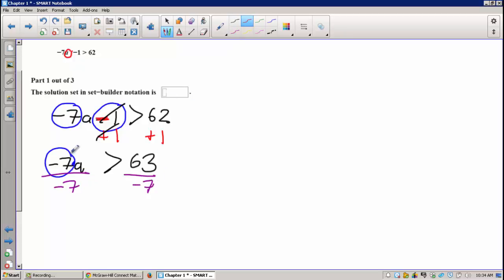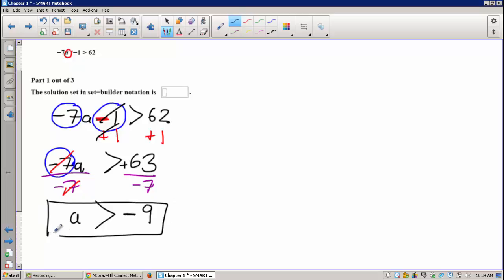And I'm making a mistake. What is positive 63 over negative 7? The answer is negative. Positive over negative is negative. How many times does 7 go into 63? If it is 10 times, it's 70, so it's 1 less. 9 times. And I say, this is my solution.